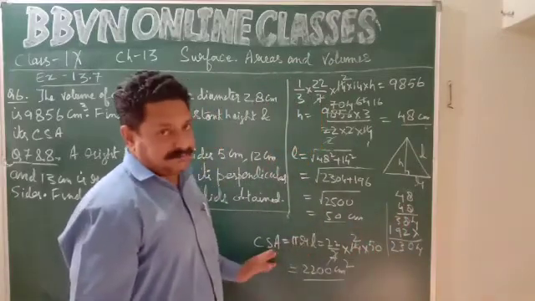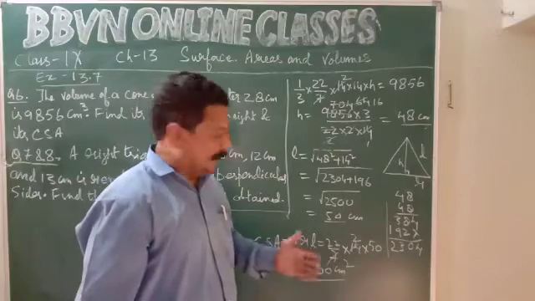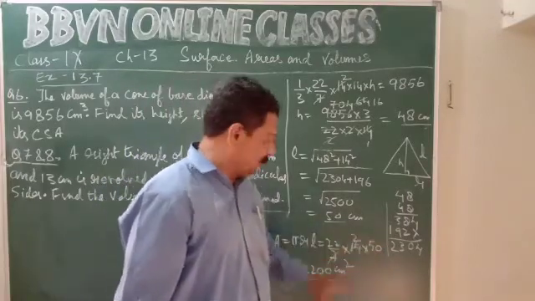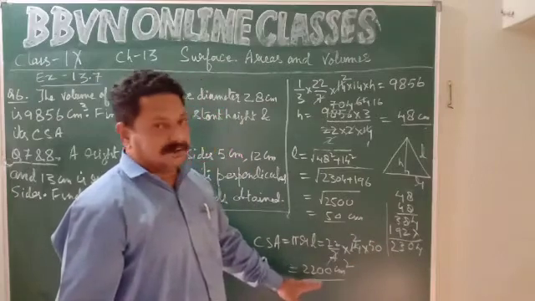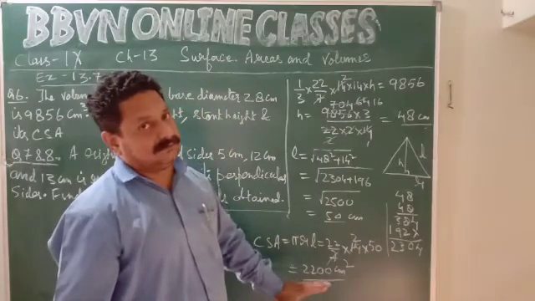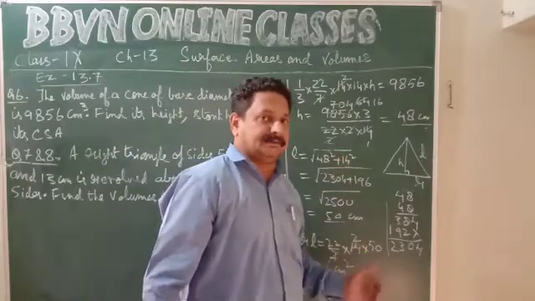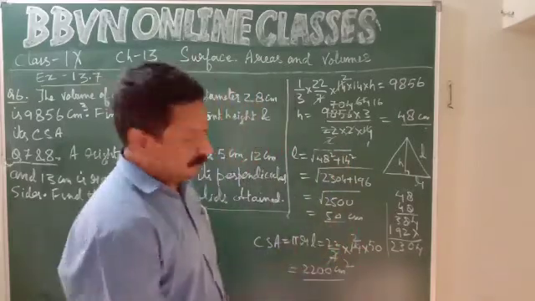Now curved surface area of a cone is pi r L. Substitute the values. Pi into r is 14, L is 50. We get the value as 2200 centimeters square. So this is the height, slant height and curved surface area as asked in the question.